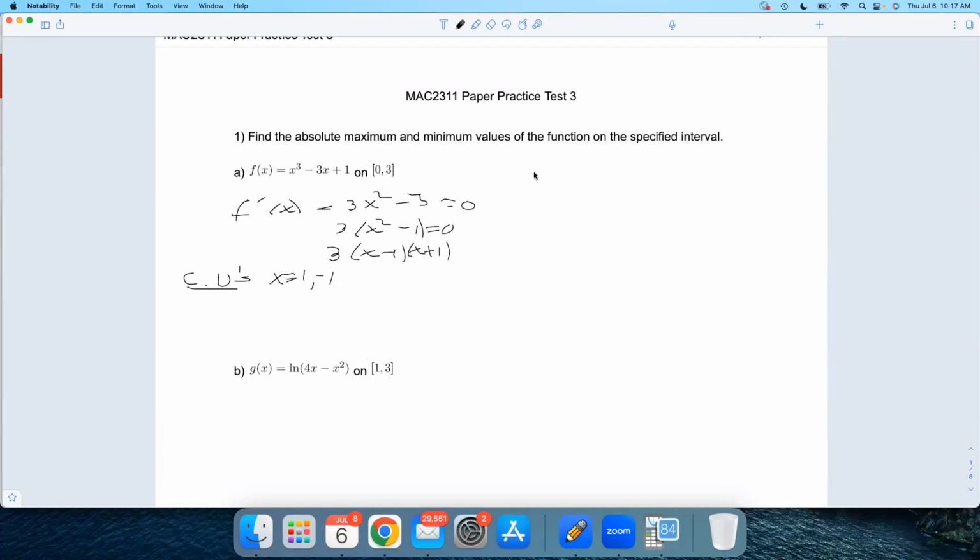So I need to check in the original both endpoints and both critical values, and we'll see who's the biggest and who's the smallest. F of 0 is just going to be 1. You can check all these on your own. F of 1 is going to be 2 minus 3, negative 1. F of negative 1, I should have done these in order. In fact, let me go up here and put negative 1 on top.